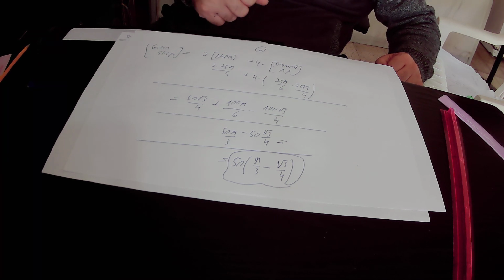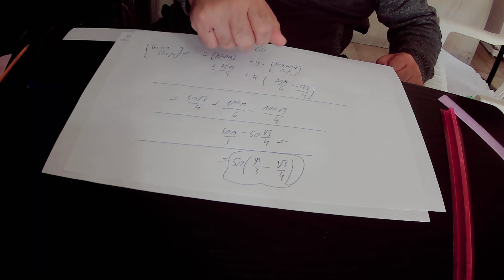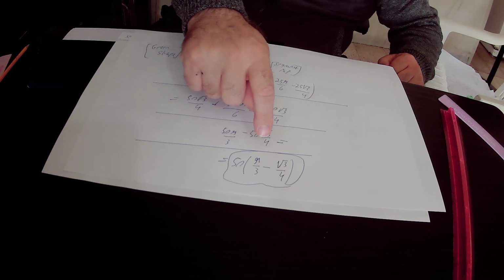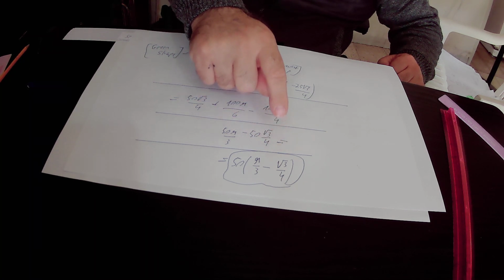So the area of the green shape in both methods is equal to 50 times pi over 3 minus square root of 3 over 4 square units.